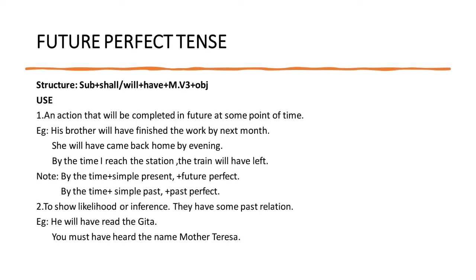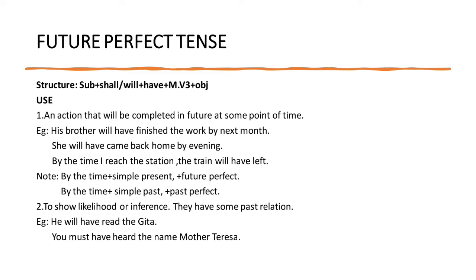Next is future perfect tense. The structure of future perfect tense is subject plus shall/will plus have plus V3 plus object. So how can we use future perfect tense? Let's see. The first one is an action that will be completed in future at some point of time.